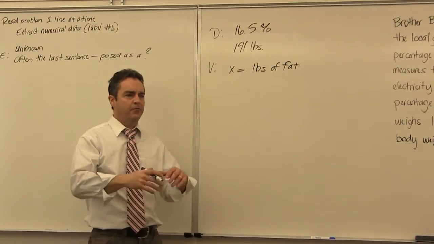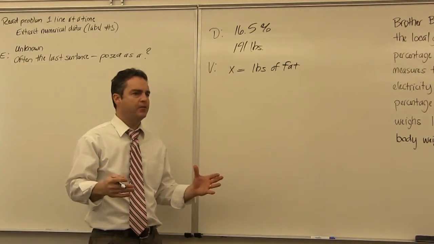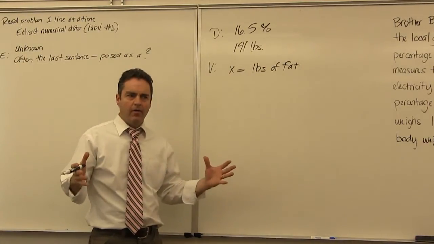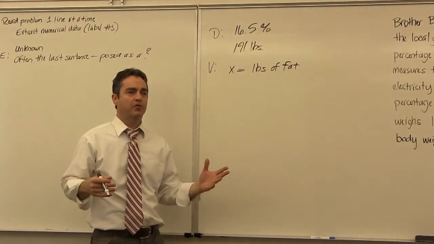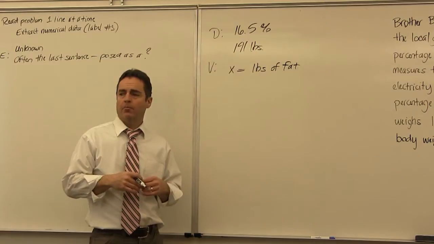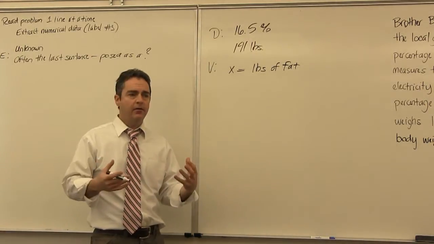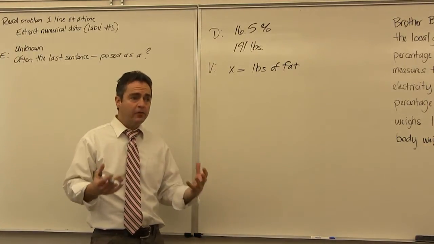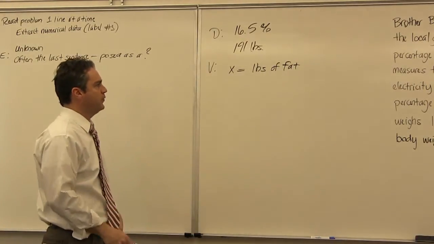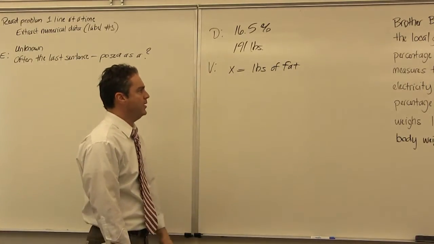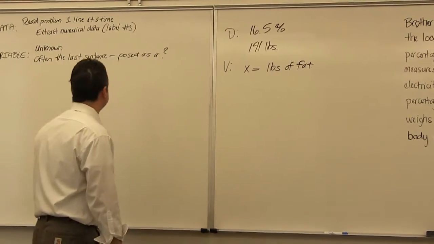Is the human body all fat? Of course not. Absolutely not. We're composed of bones, and we're composed of skin, and fat, and muscle, and water, all kinds of things, okay? So part of his body weight is pounds of fat.